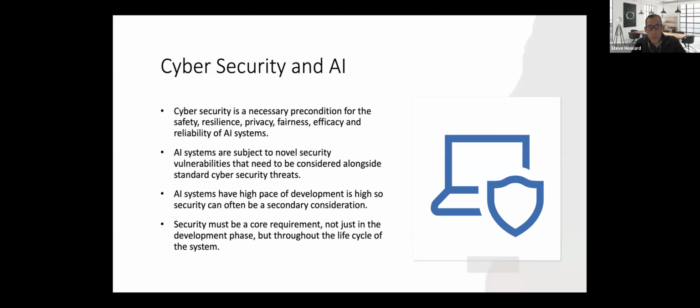AI systems, one of the big problems with them is the fact that they are so quick and high pace in development, and so security can often be overlooked or just not considered in a timely fashion when we probably should. And so it's important from all of the standards here that security is a core requirement, and it's not just an additional thought.